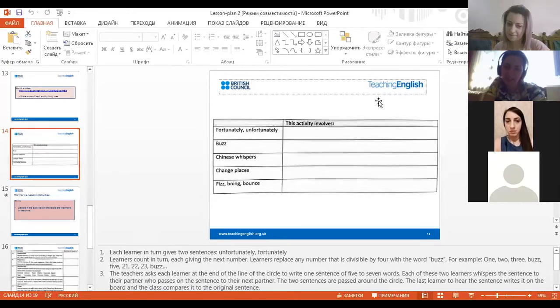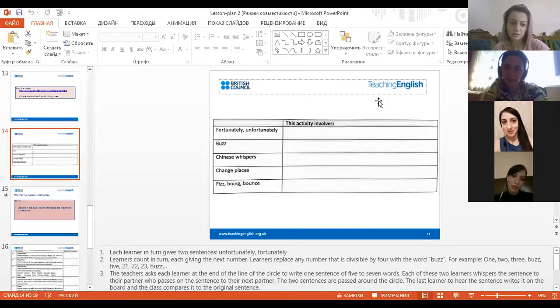I think that it can be both warmer and leading. For example, we can take a sentence from the article or from the reading and use that sentence for this warmer, yes? So I think it can be both warmer and leading. Yes, I think it is both, either warm up or leading.